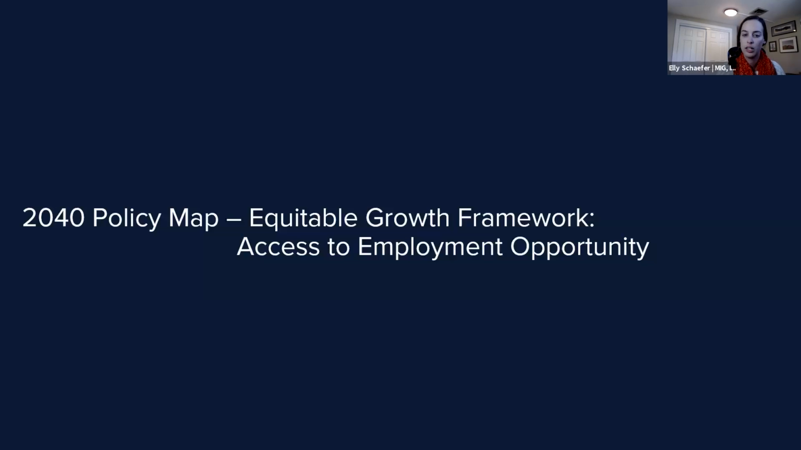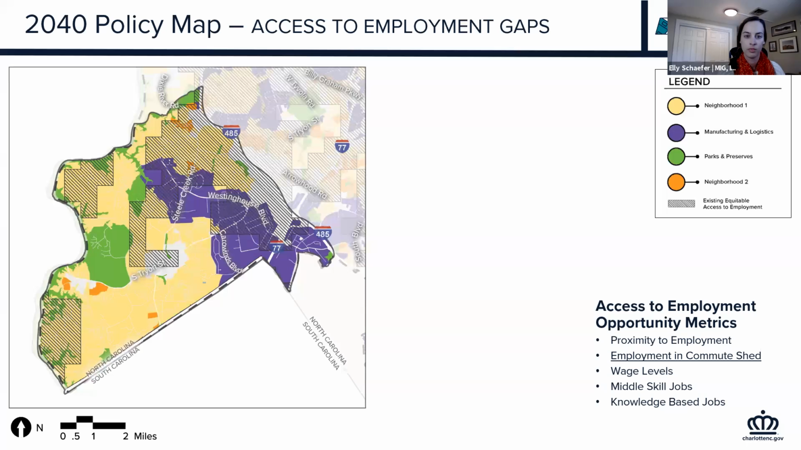Okay, so next we're going to look at access to employment opportunity policies. This is the second component of the Equitable Growth Framework. So on this map, areas outside the black diagonal hatches are lacking existing access to employment opportunity. The bullet points on this page are the metrics that were used to understand where access currently is lacking.